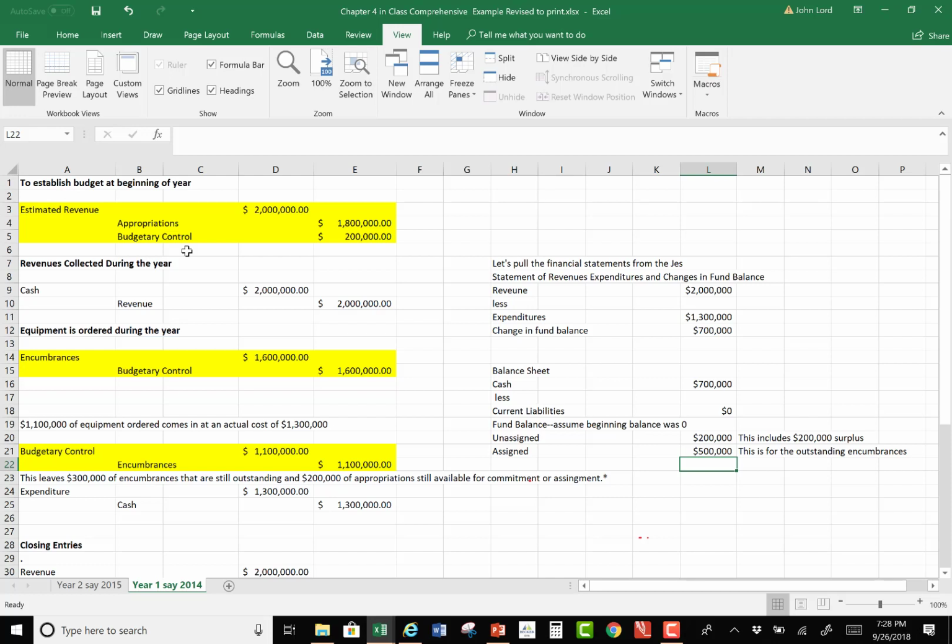To establish the budget at the beginning of the year, and by the way, the highlighted journal entries are the budgetary entries, highlighted in yellow, right? At the beginning of the year, I debit estimated revenue, I credit my appropriation, 1.8 million, and I think I'm going to have a surplus. My budgetary control is going to be what? 200,000 here?